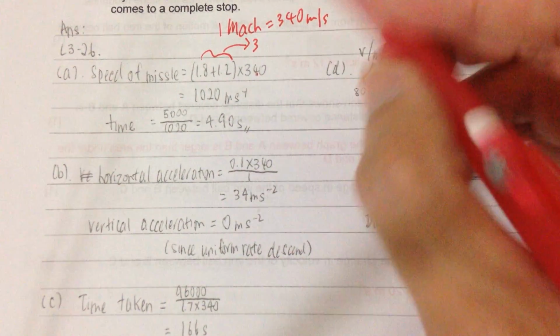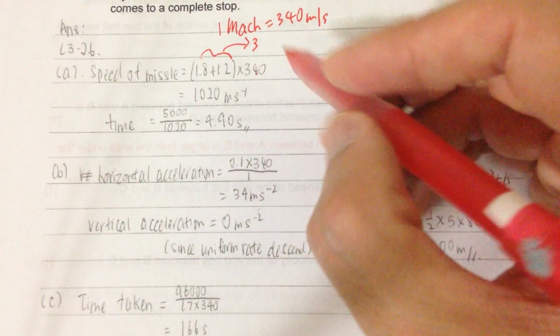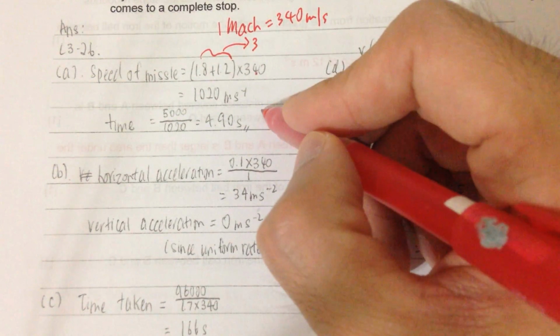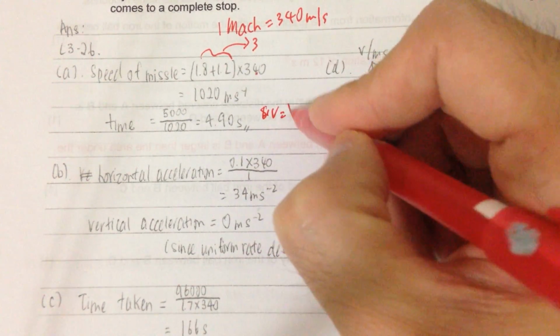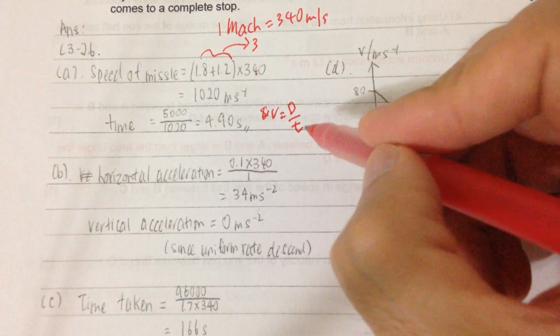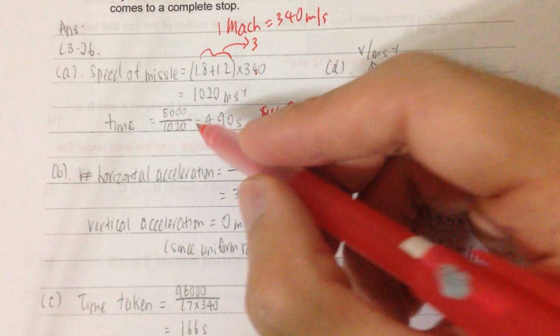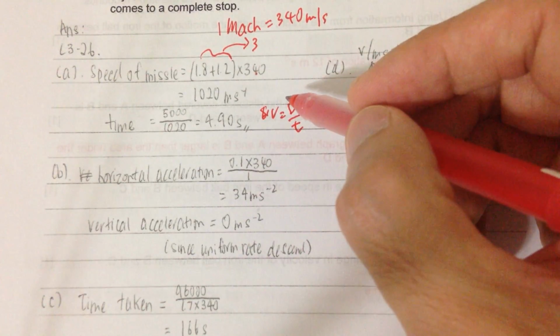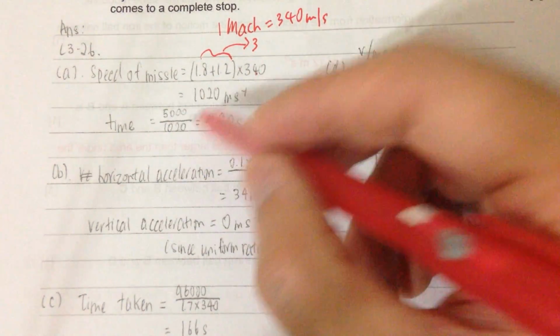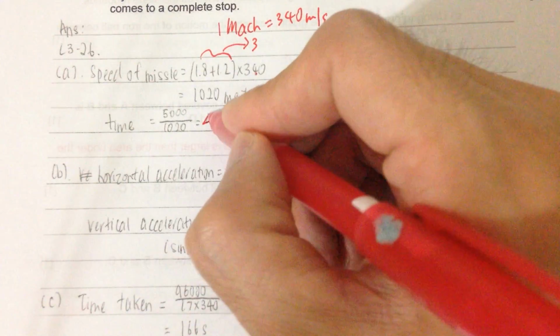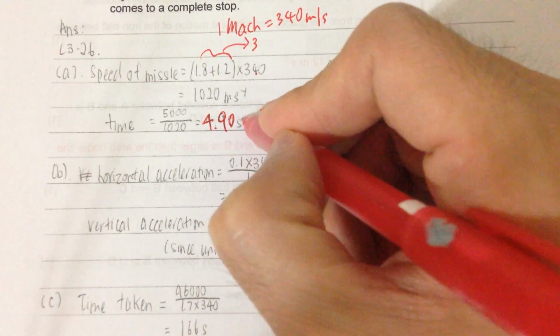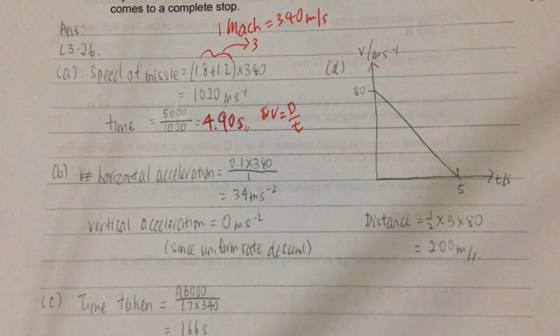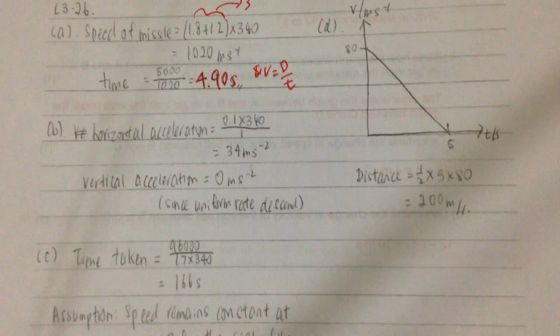Now in this case we can use speed is equal to distance over time to solve for the time taken. Why? Because this missile is traveling at a constant speed. So this formula is applicable and you get an answer of 4.9 seconds. Alright, so let's look at the second question.